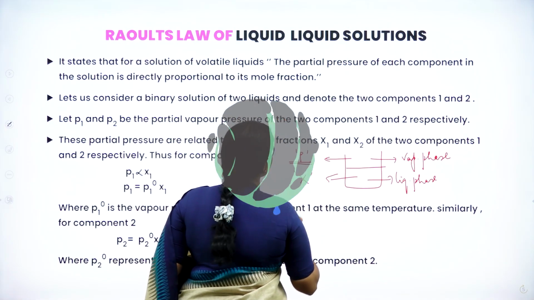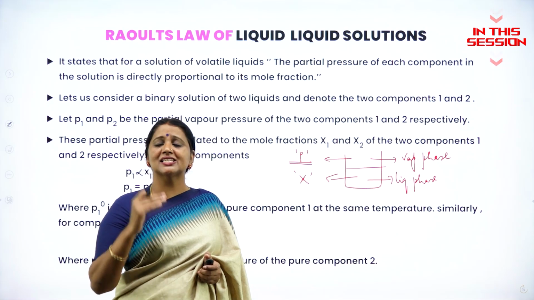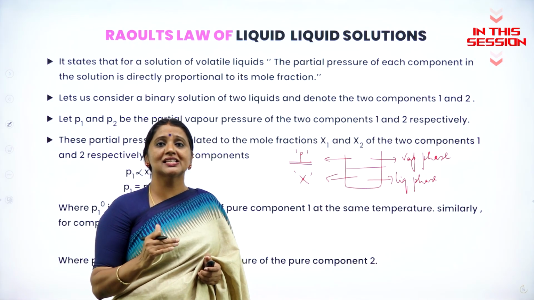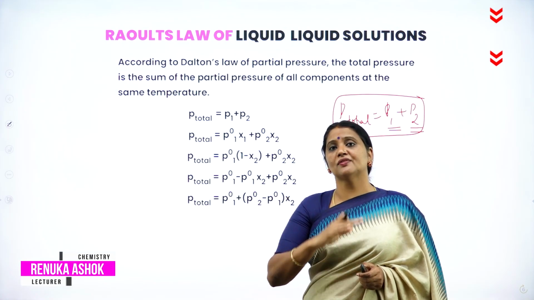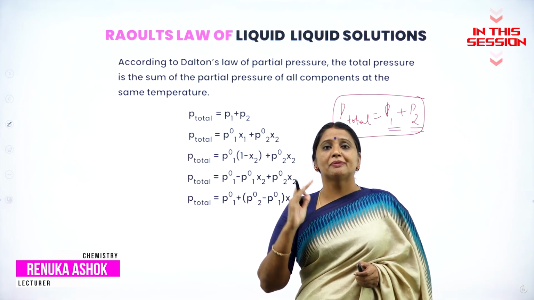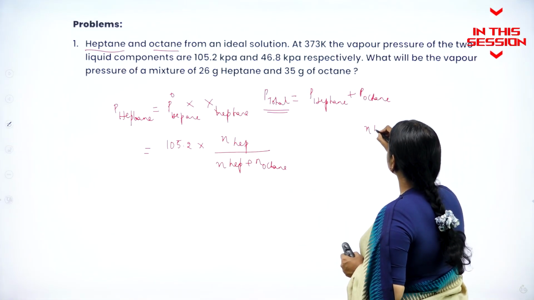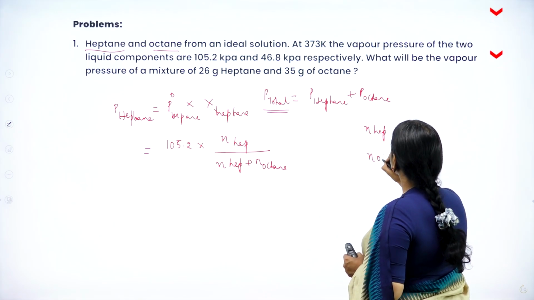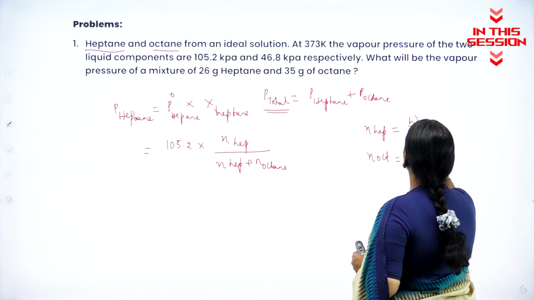If it is vapor phase, you have to consider the partial pressure of that component. If it exists in the liquid phase, you have to consider its mole fraction. Total pressure is nothing but the sum of the partial pressure of component 1 and component 2. Therefore, P total is equal to P1 plus P2. Number of moles of heptane and number of moles of octane. What's the formula of number of moles of heptane? W by M.